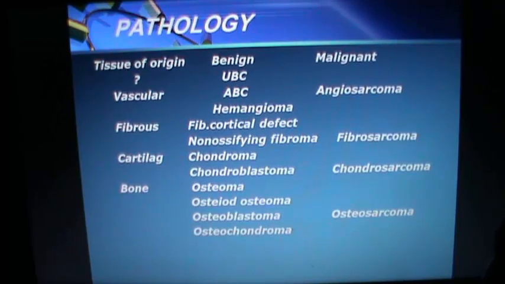If it is undefined, it is simple bone cyst, and if it is vascular origin, it is aneurysmal bone cyst, hemangioma, and the malignant form is angiosarcoma. If fibrous tissue, it will be fibrous cortical defect and non-ossifying fibroma, and the malignant form is fibrosarcoma. If it is cartilage, it's chondroma, chondroblastoma, and the malignant form is chondrosarcoma.